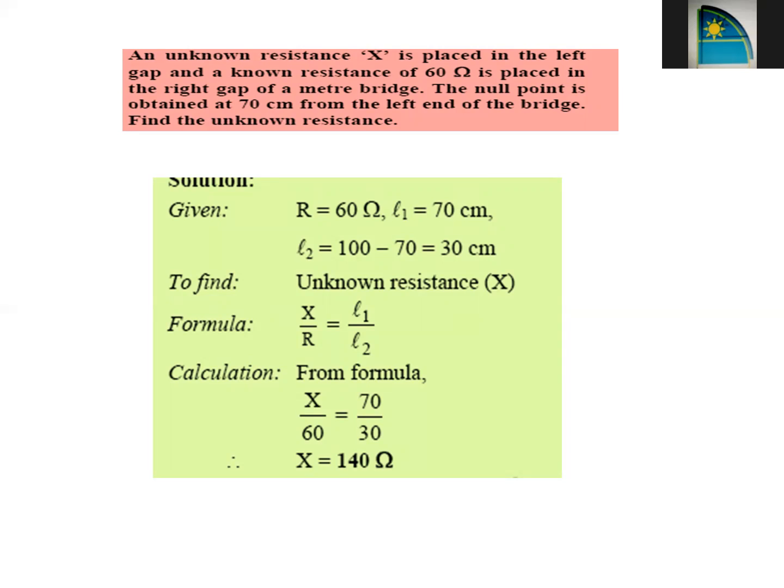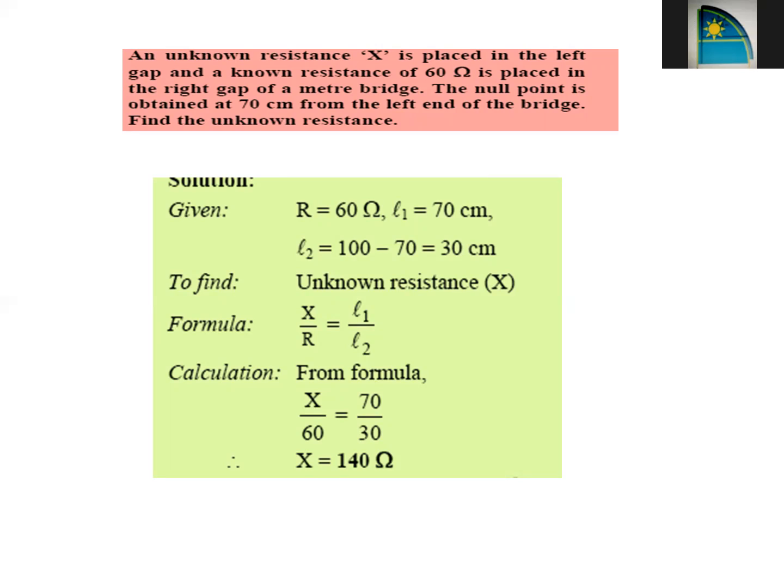So we use the formula, again a simple formula: unknown resistance X divided by known resistance R is equal to L1 divided by L2. Now this L1 will be the length where your galvanometer shows zero deflection, or null point. The value of L2 you can calculate by subtracting L1 from 100, because 1 meter is equal to 100 centimeter.